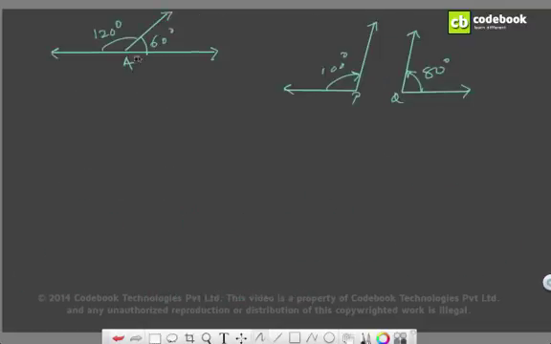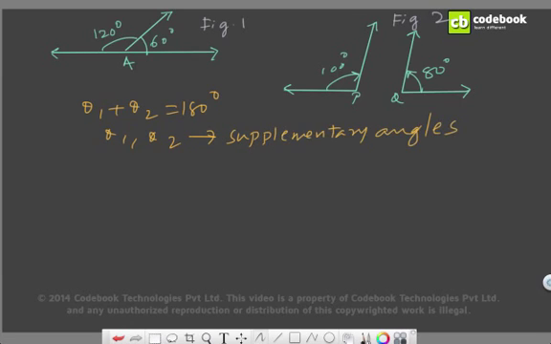Similarly, if you have two angles whose sum is equal to 180 degrees, then those two angles are said to be supplementary angles. So here in figure 1, the two angles 120 and 60 add up to 180 degrees. Similarly, in figure 2, we have two different angles, but their sum is 100 plus 80, which is 180 degrees. So these angles are called supplementary angles.